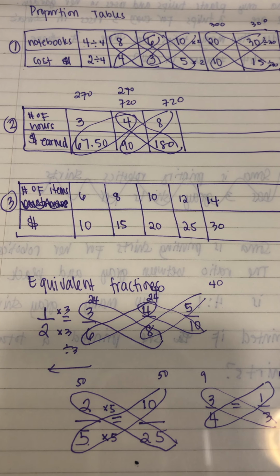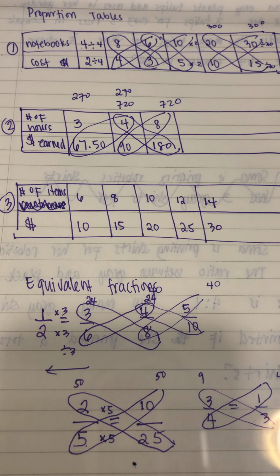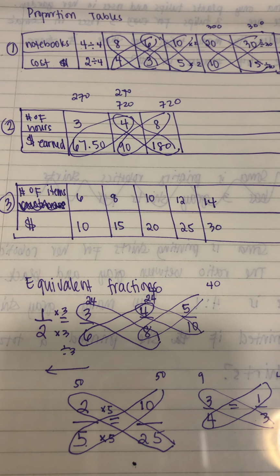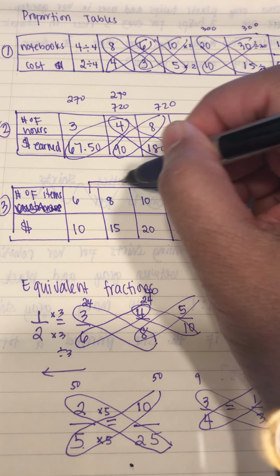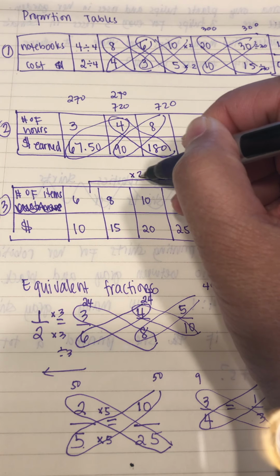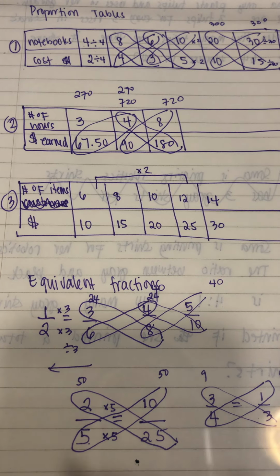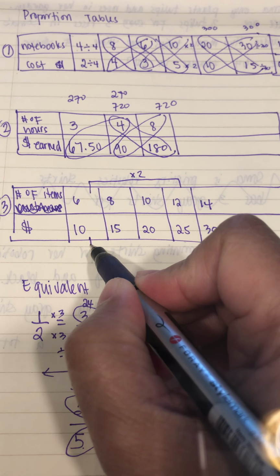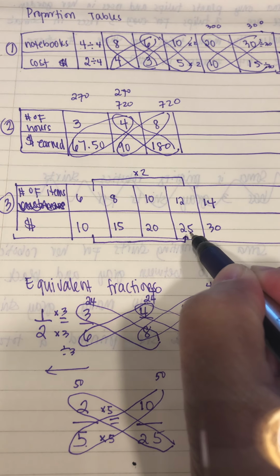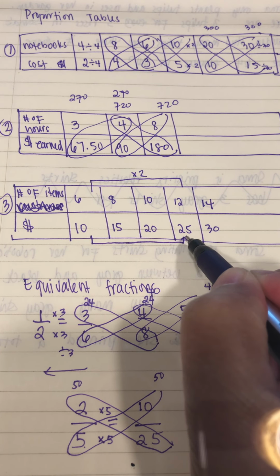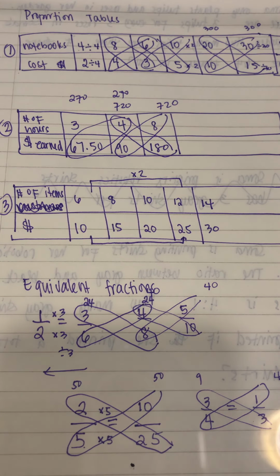Now, is this showing proportion here? So let's check. Which one is easy to see? Let's just look at 6 and 12 here. That's times 2. Okay? So then if we do times 2 to your 10, we expect to get a 20 here as well, but we didn't get a 20, we got a 25. So this table is not showing proportion.